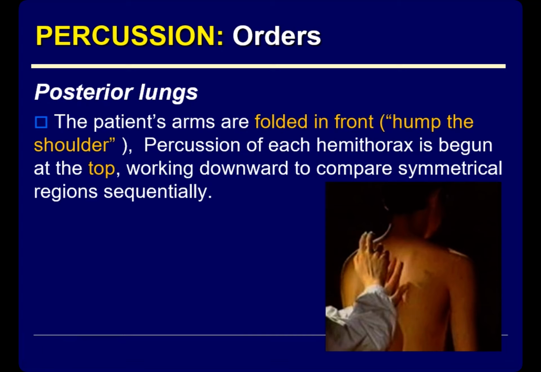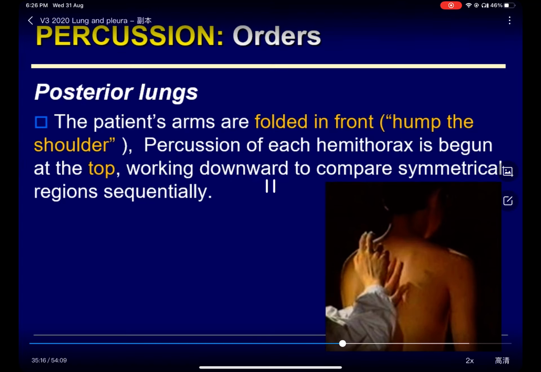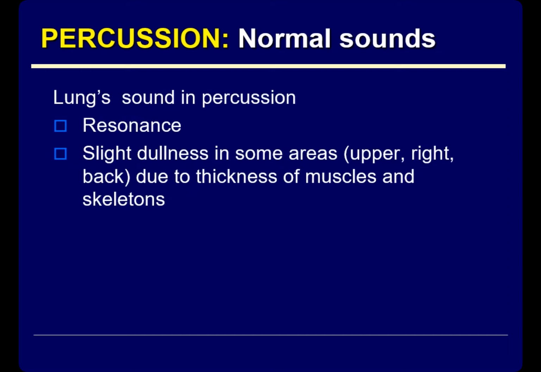For the posterior lungs, the patient's arms are folded in front, to move the scapulae out of the way. Then the percussion of each hemithorax is begun at the top, working downward to compare symmetric regions sequentially. The normal lung sound in percussion is resonance. There may be slight dullness in some areas, such as the upper right back, due to the thickness of muscles and skeleton.